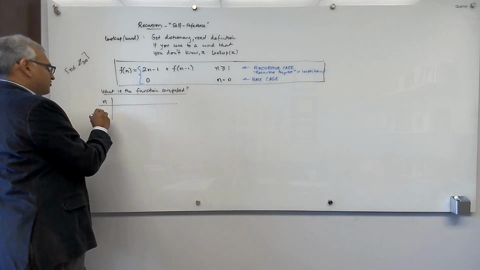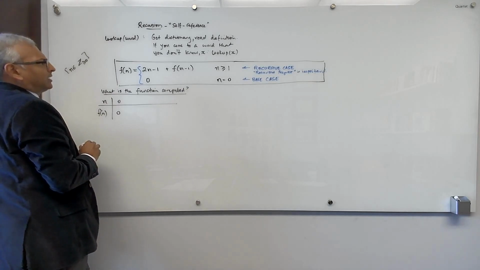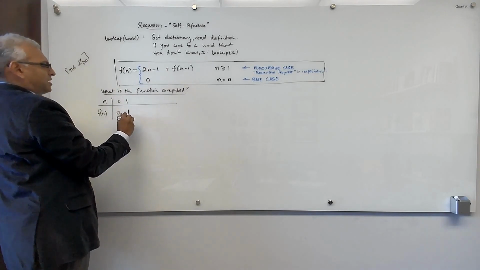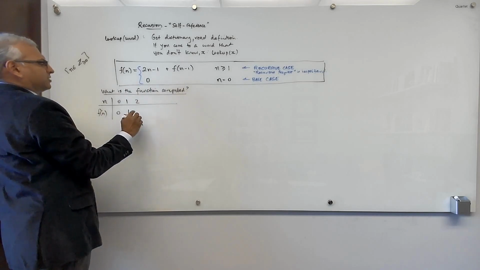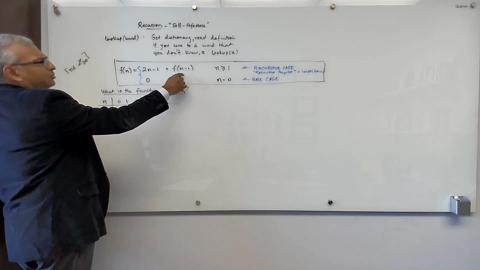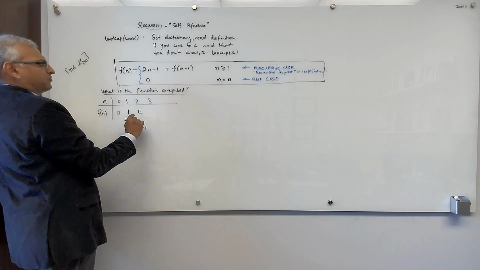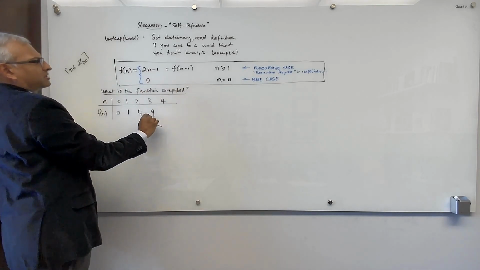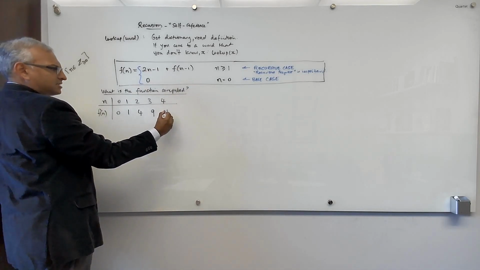So n, f of n. When n equals 0, it's 0. When n equals 1, it's f of 0 plus 1, so it's 1. If n equals 2, it's f of 1 plus 3, so that's 4. When n equals 3, it's f of 2 plus 2 times 3 minus 1, which is 5. So 4 plus 5, 9. When n equals 4, it's f of 3, which is 9, plus 2 times 4 minus 1, that's 7. So 7 plus 9, 16.